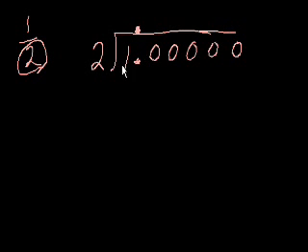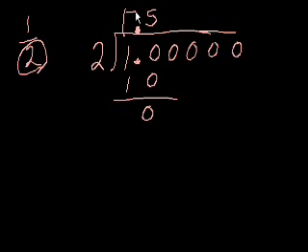Does 2 go into 1? No. 2 goes into 10, so 2 goes into 10 5 times. 5 times 2 is 10. Remainder 0. We're done. So 1/2 is equal to 0.5.